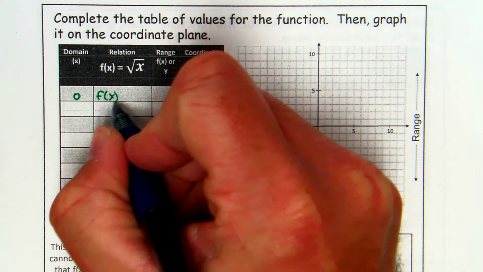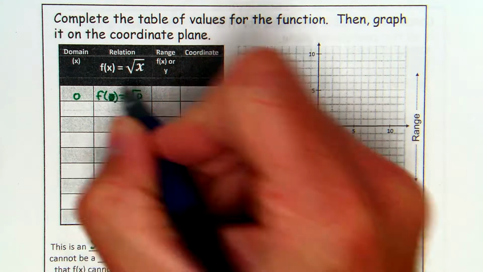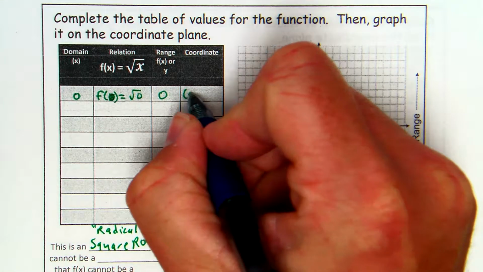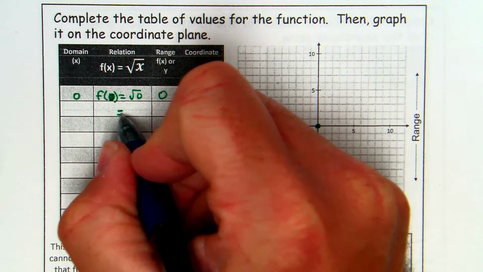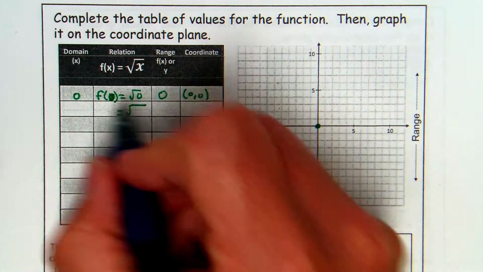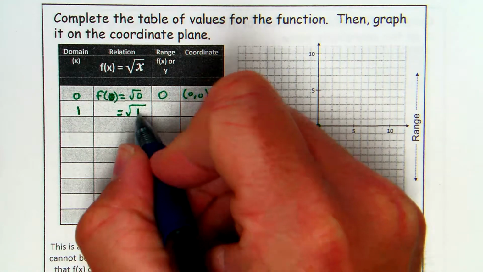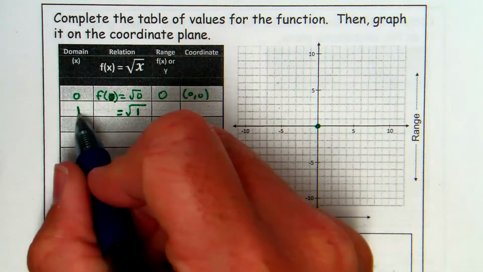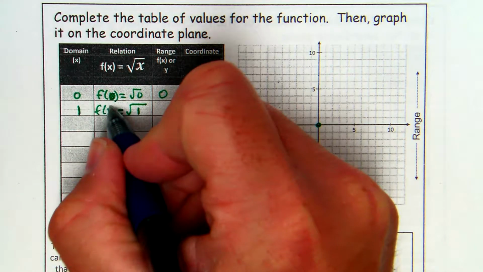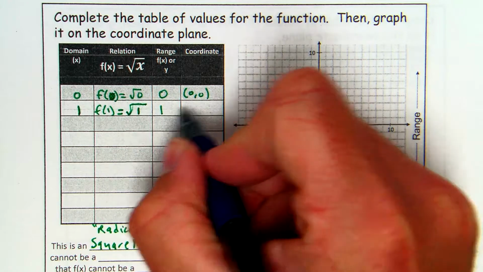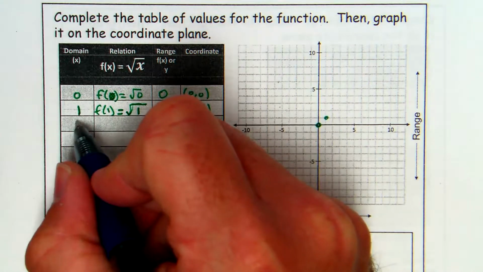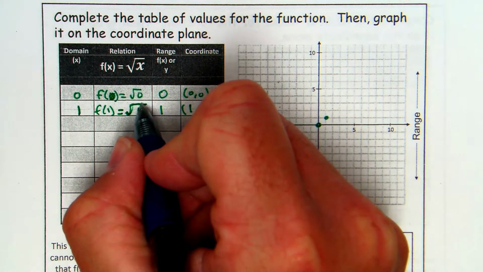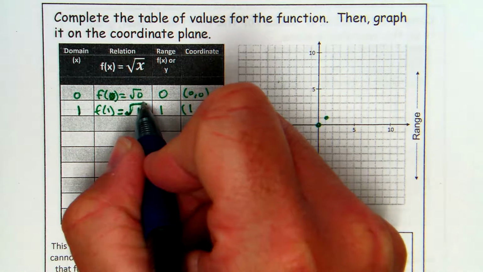f of x equals the square root of 0. I should say f of 0 equals the square root of 0, which gives me a 0. So I graph 0, 0. Since I'm putting numbers under the square root sign, I'm going to try and pick numbers that have perfect square roots. For example, f of 1 is the square root of 1, which is 1. But if I were to plug in a 2, the square root of 2 would be difficult to find, as would the square root of 3.